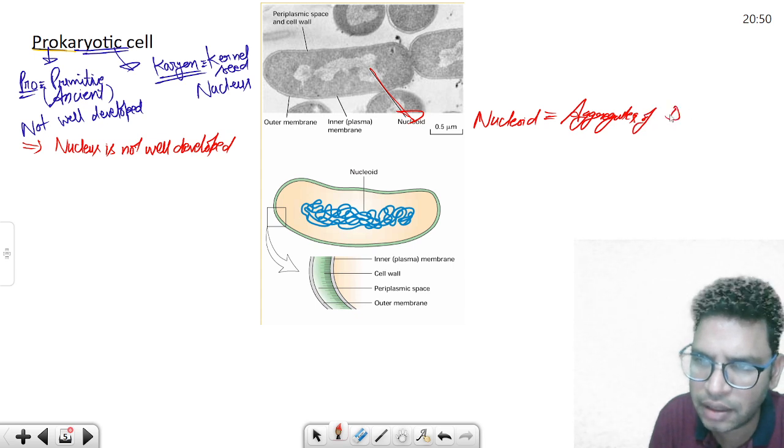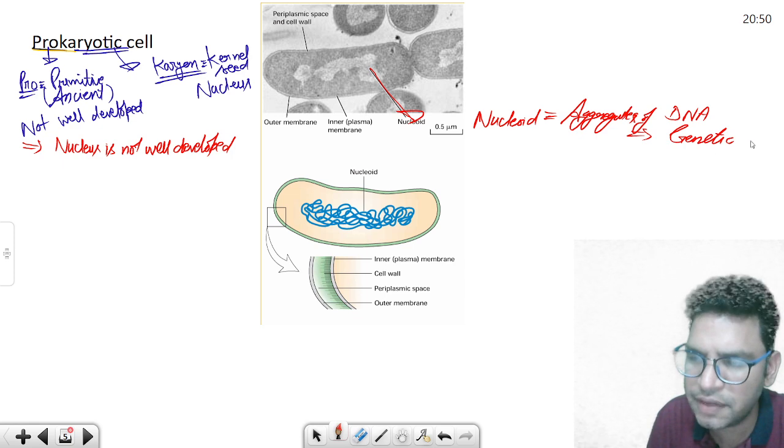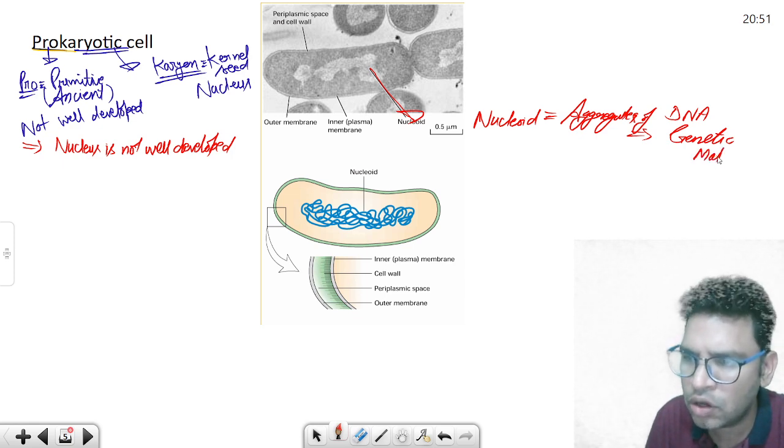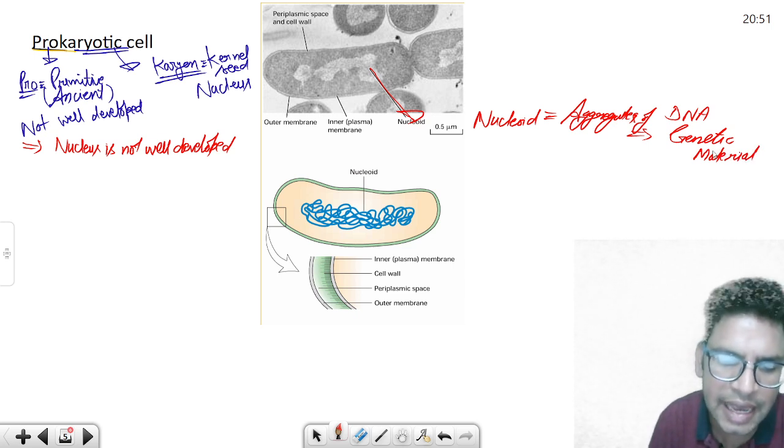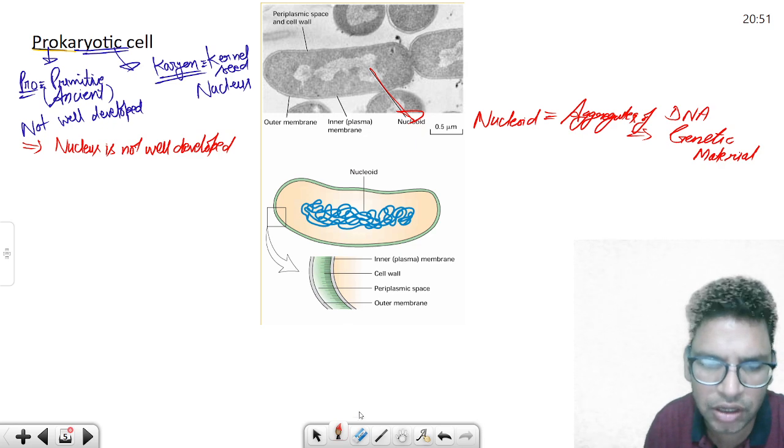aggregates of DNA, right? What is DNA? DNA is a genetic material which has information, right? Genetic material which has information for the next progeny, right? They are free within the cell, they don't have a membrane. For example, cyanobacteria. Examples.